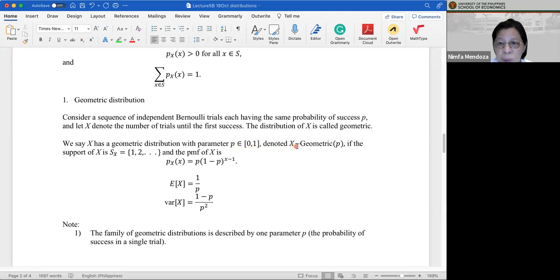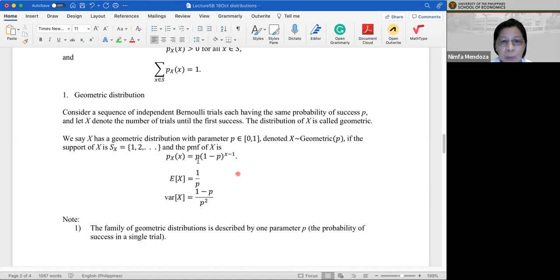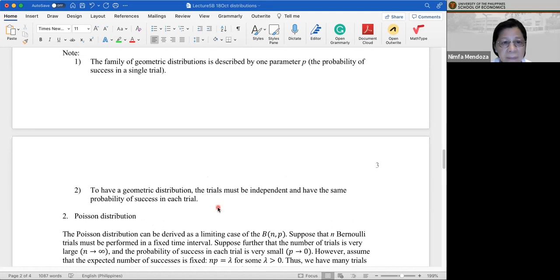And usually we denote it by: the random variable X has a geometric distribution with parameter p if the support of X is 1, 2, and so on. So it does not start with 0. And the probability mass function of X is as follows: p times (1 minus p) to the x minus 1. Furthermore, the expected value of X is 1 over p. The variance of X is (1 minus p) over p squared.